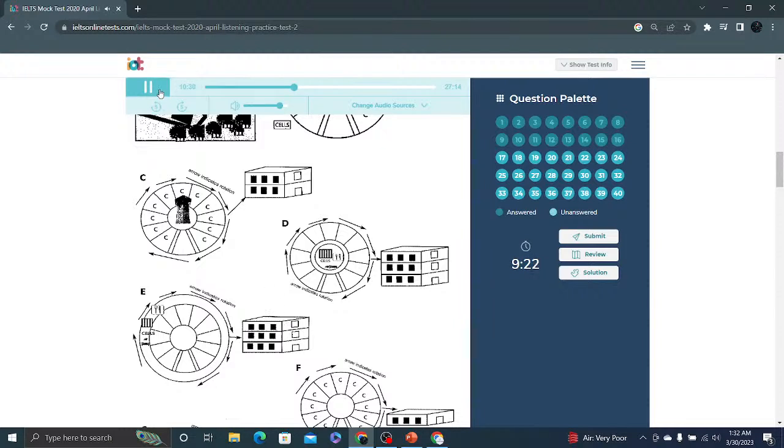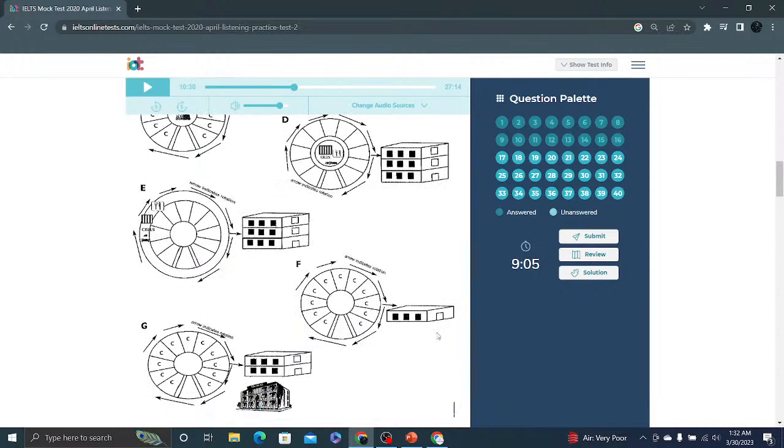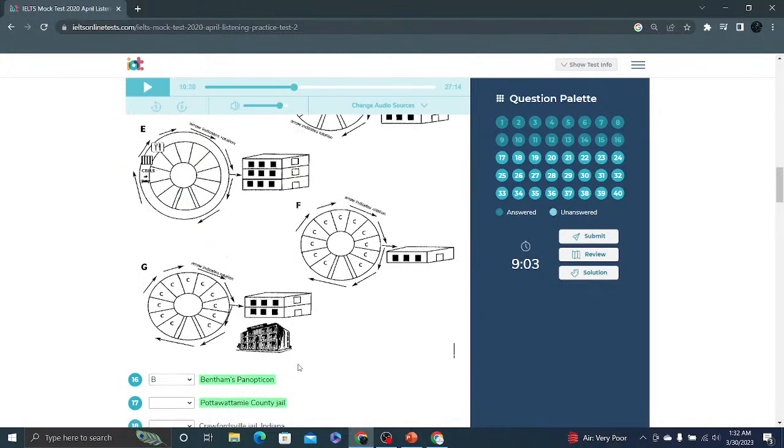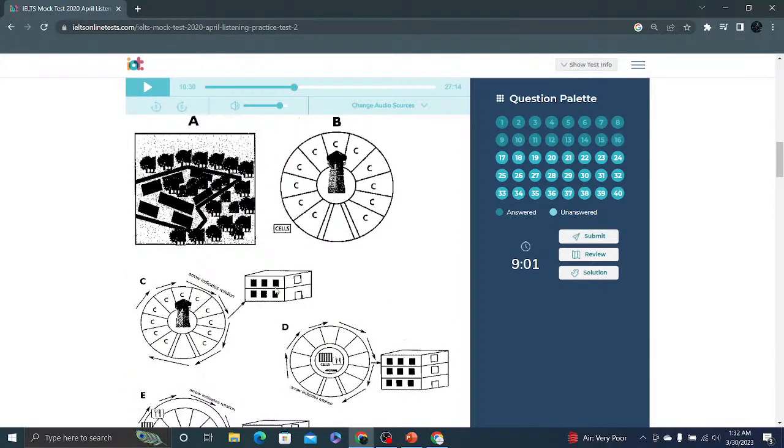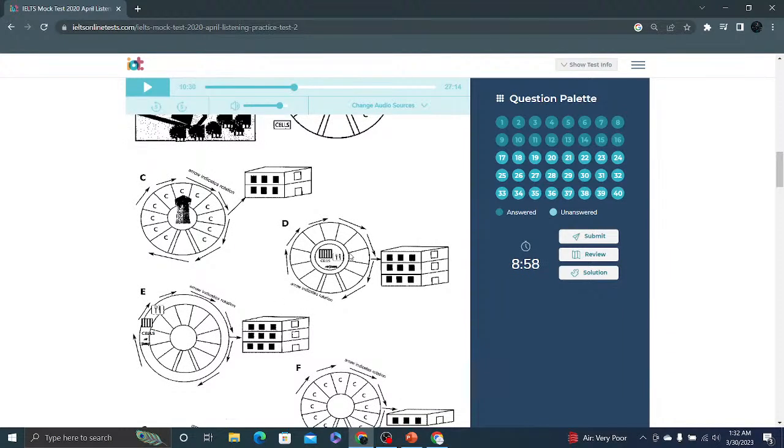Okay, let me explain to you. As he was saying, the Pottawatomie County Jail was constructed on 3 floors. So here we can see it's also 3 floors. And this one also 3 floors. And this one is 1 floor, this one is 2 floors, and this one is also 2 floors. So we have confusion between these two. Here it's also 3 floors and it also has 3 floors.